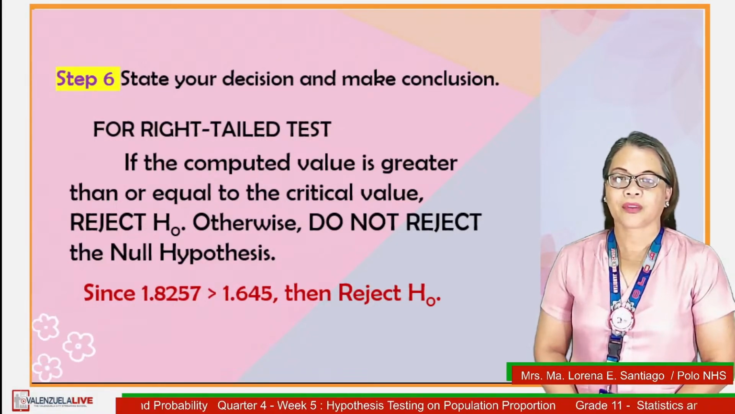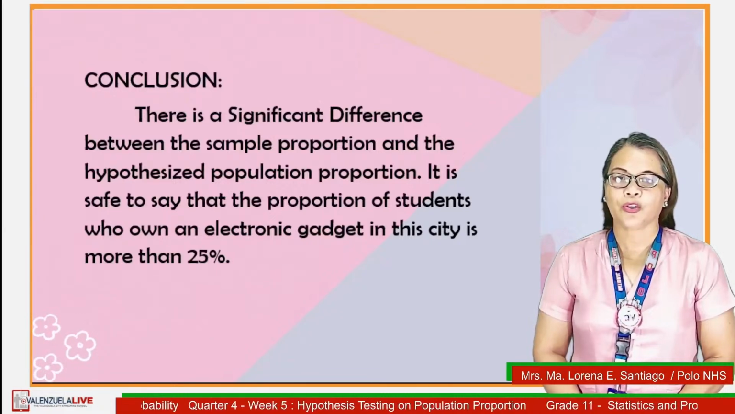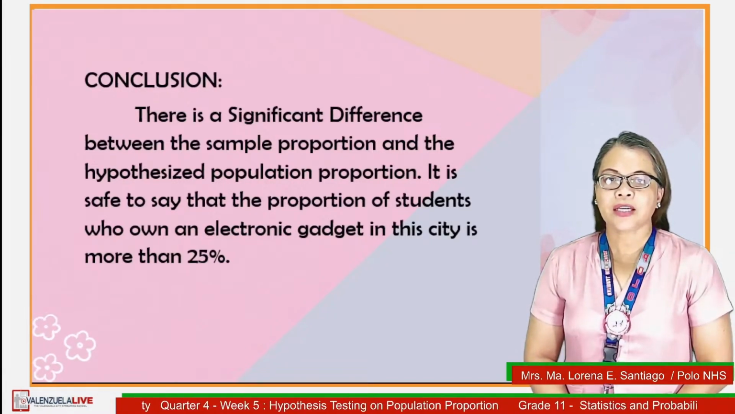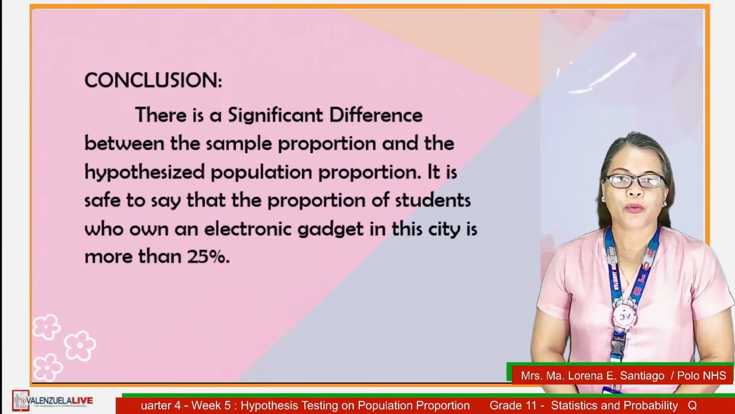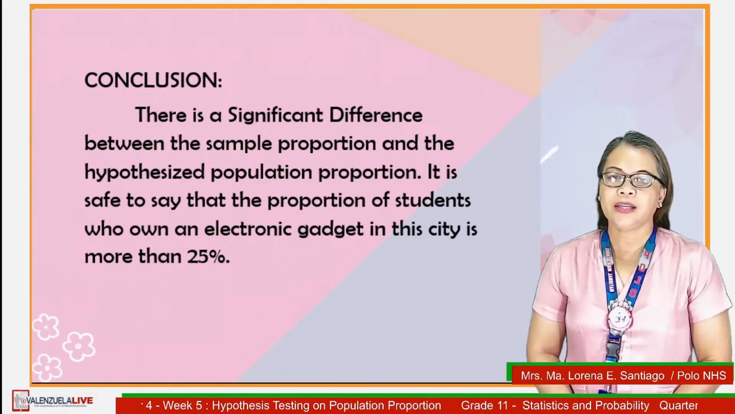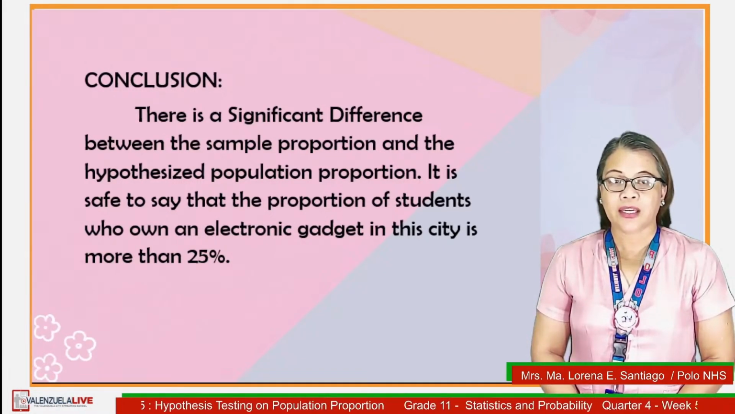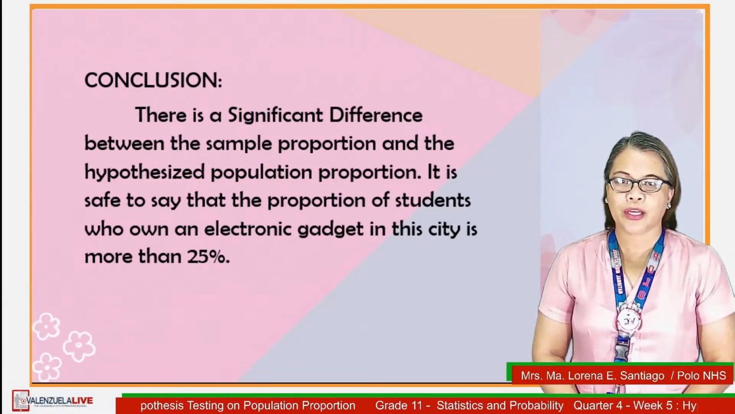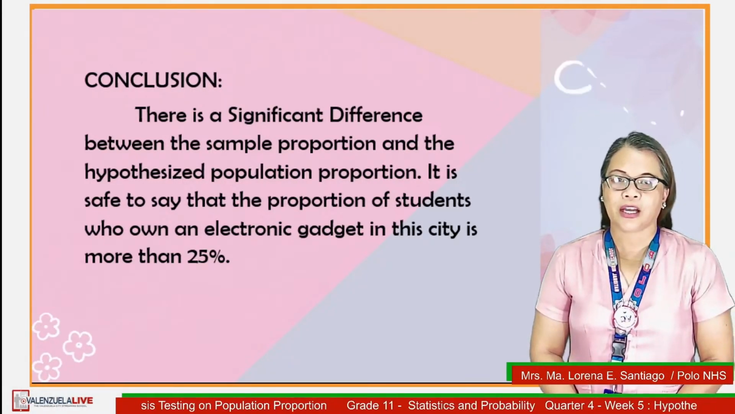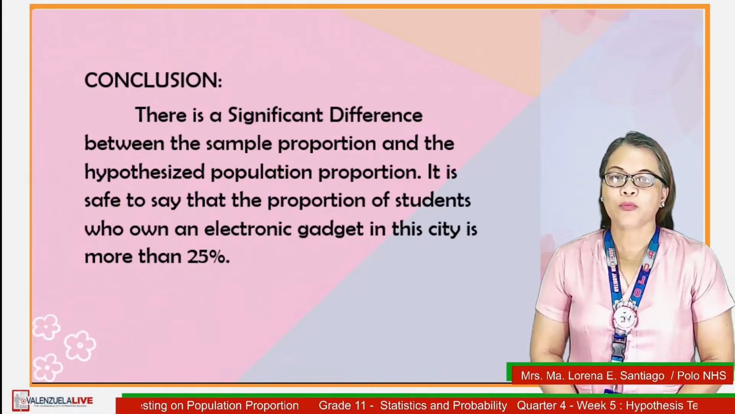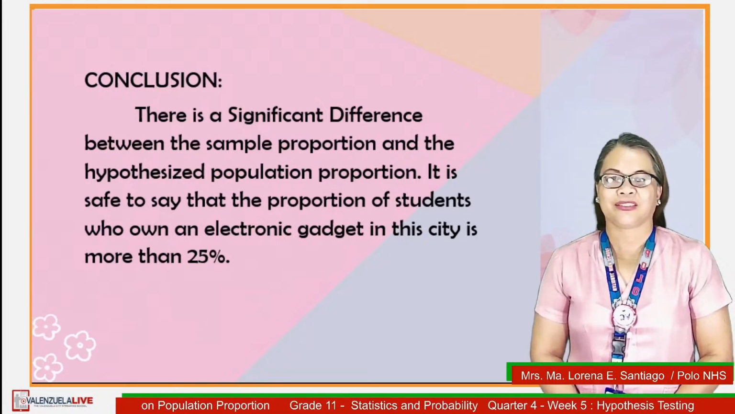So, our conclusion would be there is a significant difference between the sample proportion and the hypothesized population proportion. It is safe to say that the proportion of students who own an electronic gadget in this city is more than 25%.